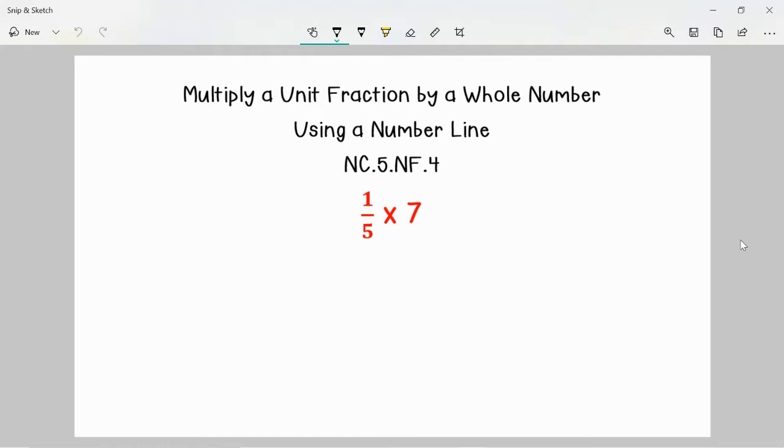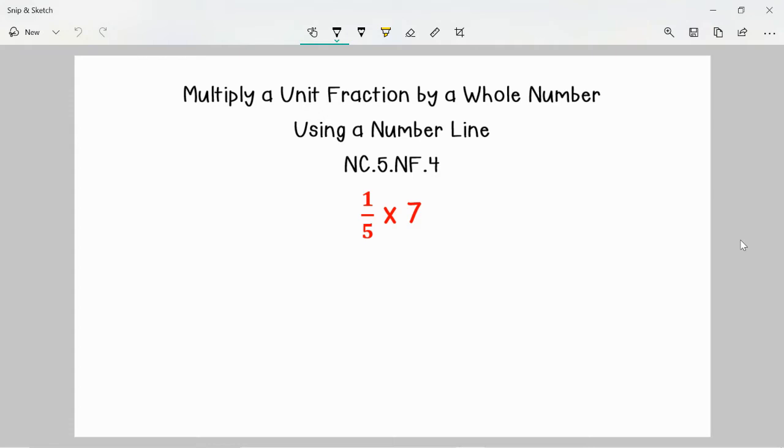Before solving, let's think about a reasonable answer. We know that it takes 5/5 to make one whole, or that would be 1/5 5 times to make one whole, and we have 1/5 7 times here, so our product should be more than one whole.